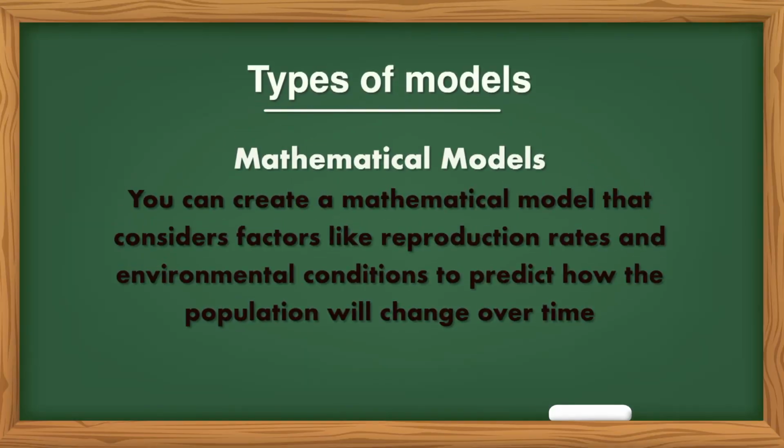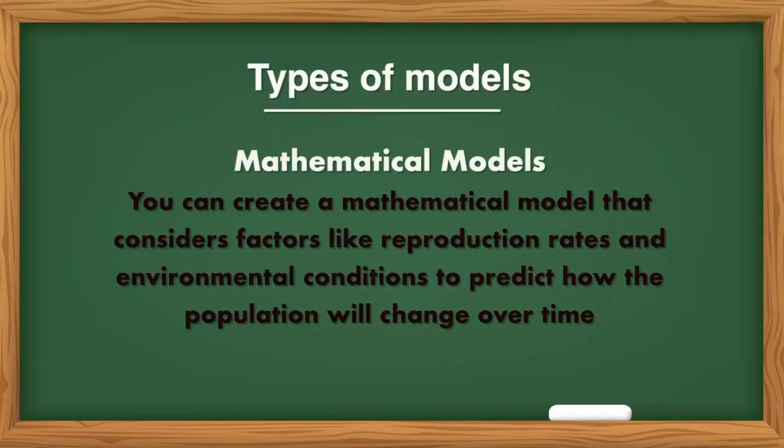For example, imagine you are studying the growth of a bacterial population. You can create a mathematical model that considers factors like reproduction rate, environmental conditions like pH and temperature, and the availability of resources, such as protein sources, and you can predict the growth rate.